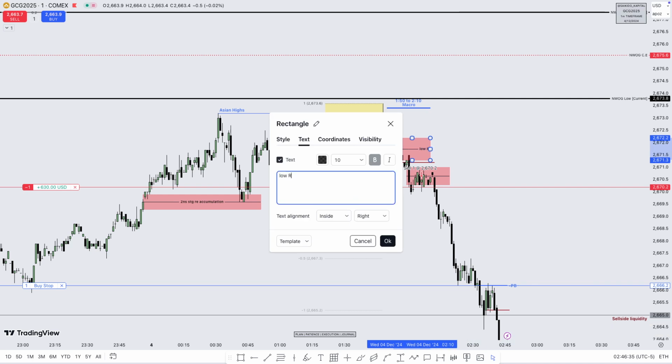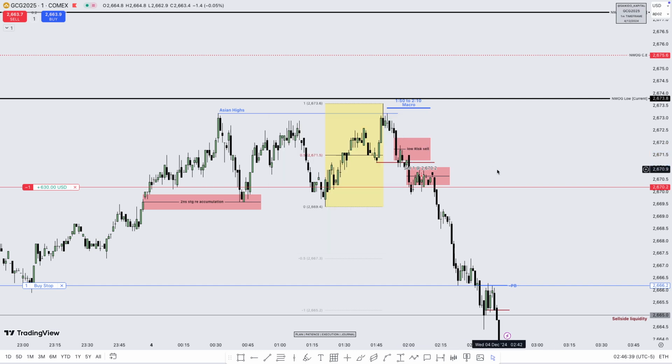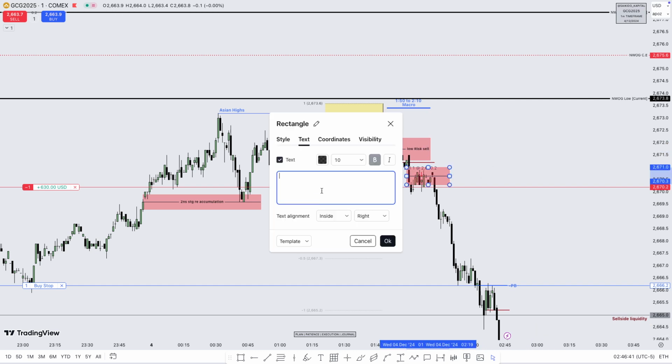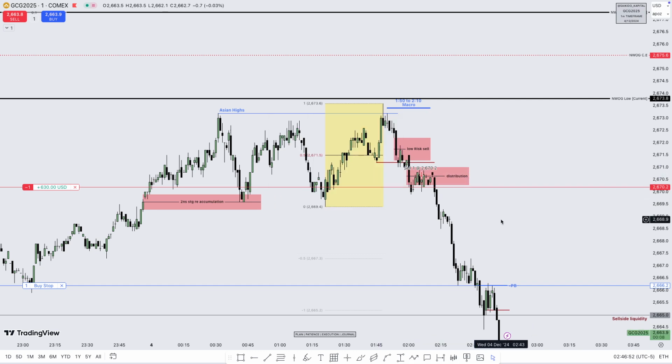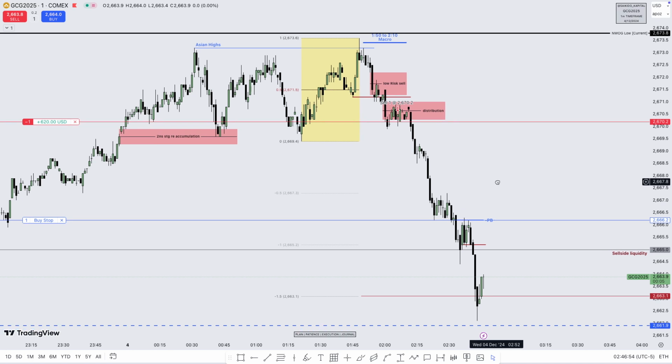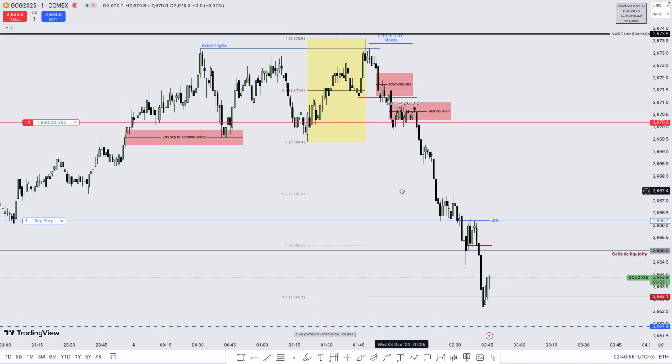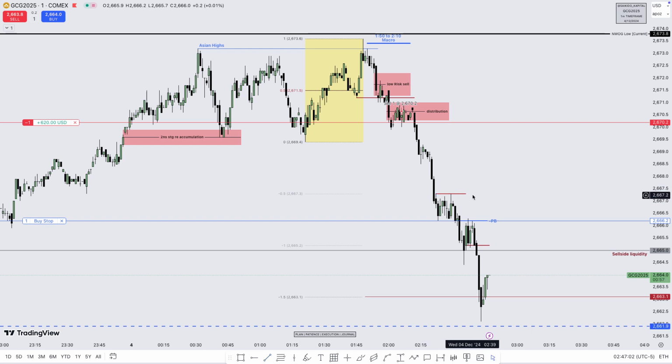Low risk sell, and then this is the first stage. This is a distribution. First stage, and then this is the second stage. Okay, I think we actually made an institutional order flow entry draw somewhere there.